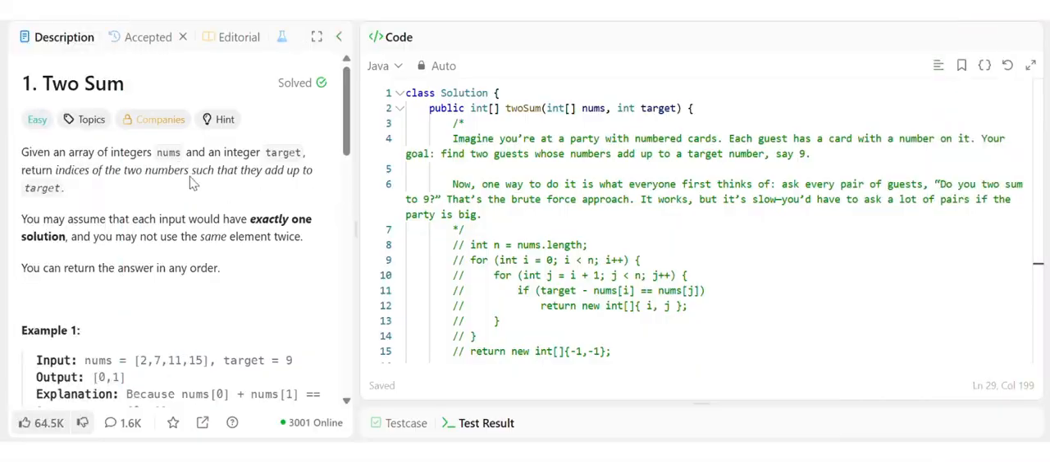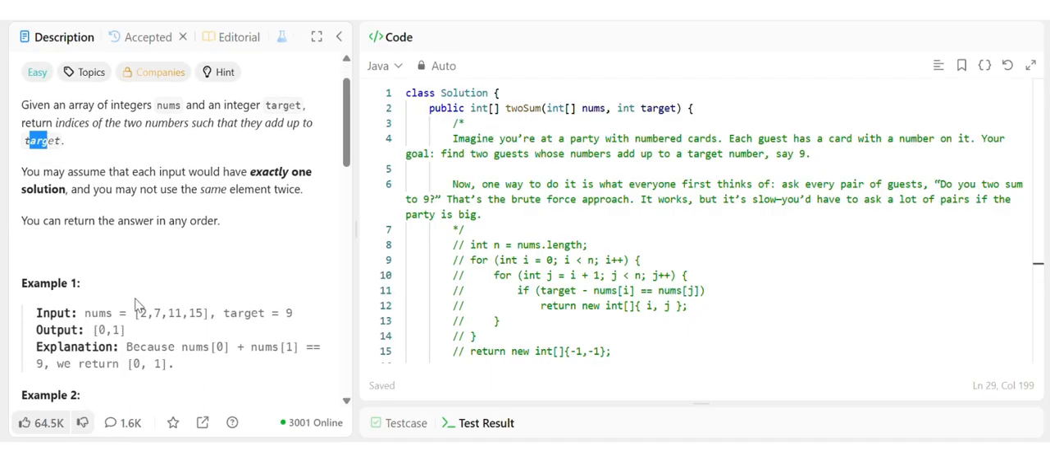Hello everyone. Today we are going to solve LeetCode problem number 1, Two Sum. The problem says, given an array of integers nums and a target. So we have an array of integers called nums, and we have an integer called the target. Return indices of two numbers in the array nums such that they add up to target.